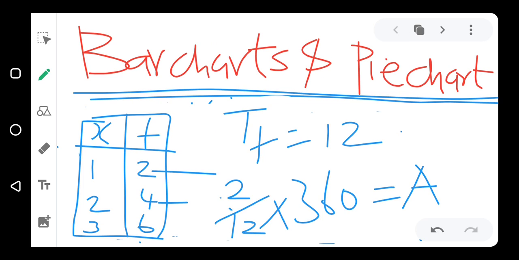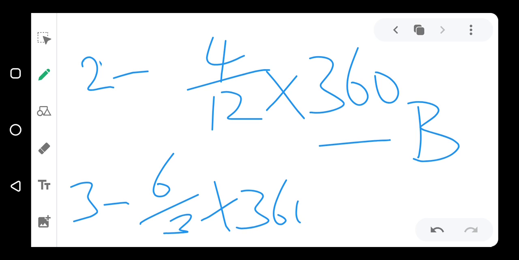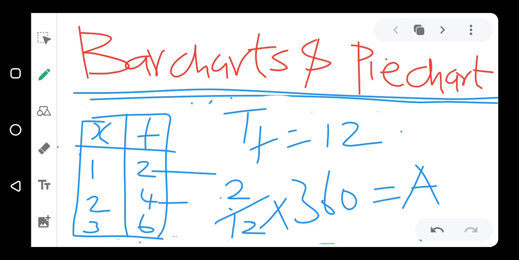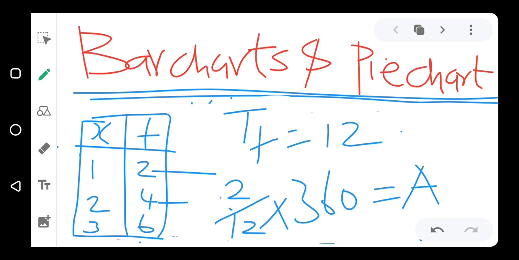Now for the third one, which is 3, we look for the frequency of it, which is 6. Now we say 6 over the total frequency, which is 6 over 12. So for 3, we now have 6 over 12 times 360. And whatever it gives us, let us assume that it gives us C. Of course, we know that C is going to be the biggest because it has the highest frequency, followed by 2, followed by 1.